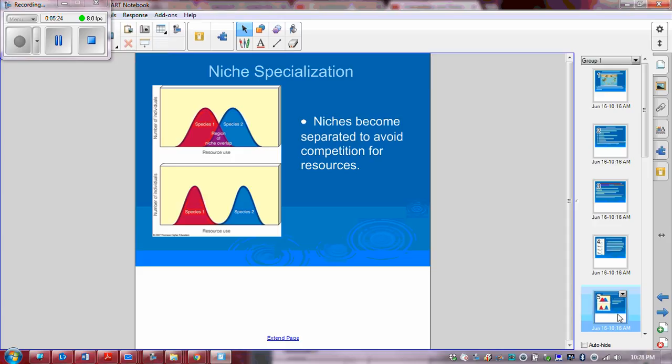So it allows then for, instead of having this overlap in here, where we'd have competition occurring, we remove that competition by partitioning the resource, by eating different things. And this happens over time.